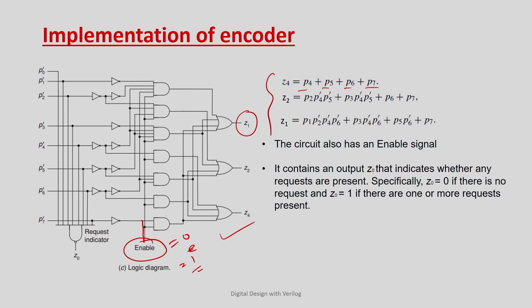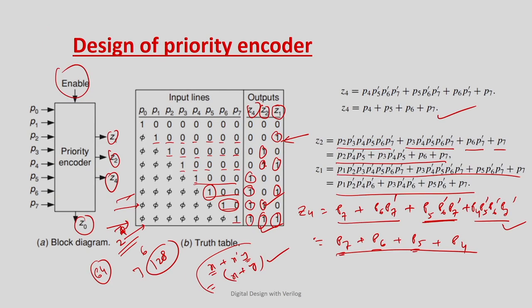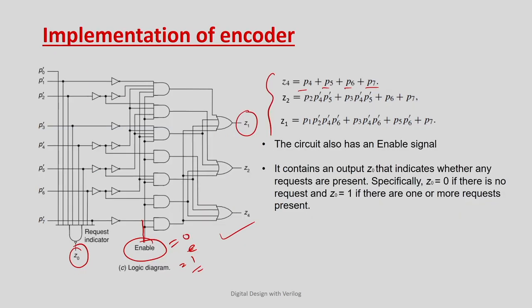Okay. There is one more thing I am generating here, Z0. What is this? What will happen if there is no request? Then your output will also be 0 in this case. Right. Because if there is no request, if you put these values here, you will get Z1 equal to 0, Z2 equal to 0 and Z4 equal to 0. Right. So then how do we differentiate between P0 request coming and no request coming?